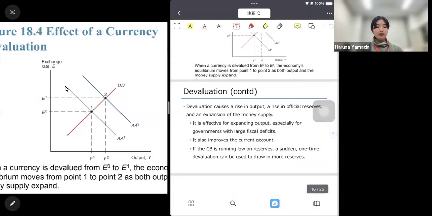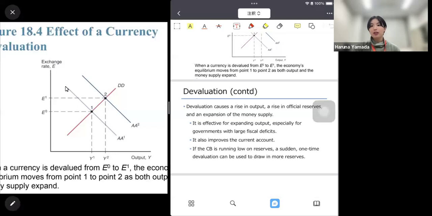Okay. In summary, devaluation causes a rise in output, a rise in official reserves, and an expansion of the monetary supply. So it's effective for expanding output, especially for governments with large fiscal deficits. In the case of a government having large fiscal deficits, it's difficult to conduct fiscal policy because expanding fiscal policy tends to cause large fiscal deficits.